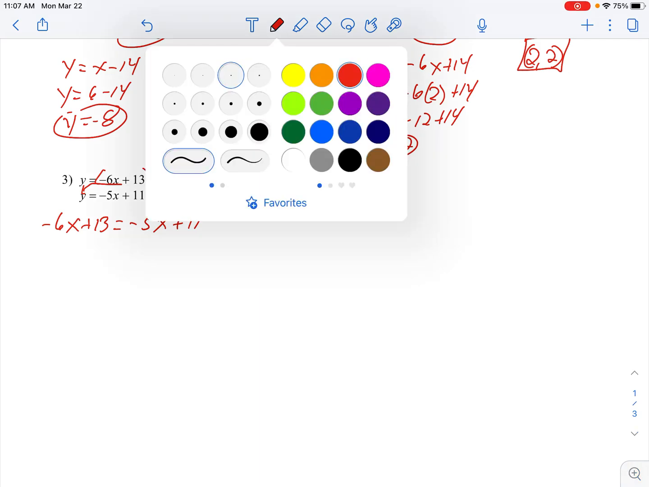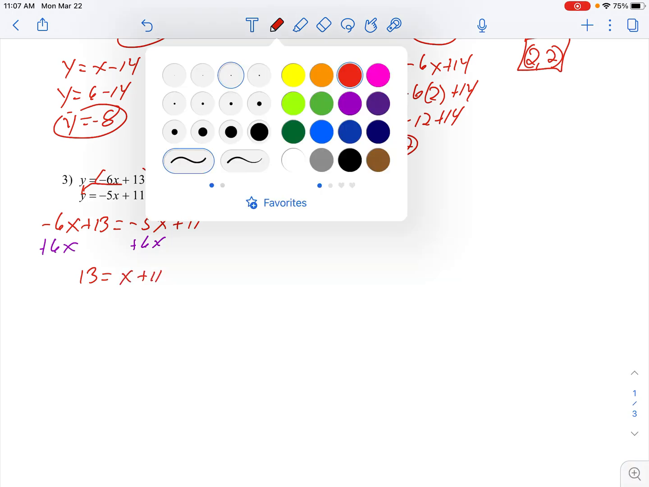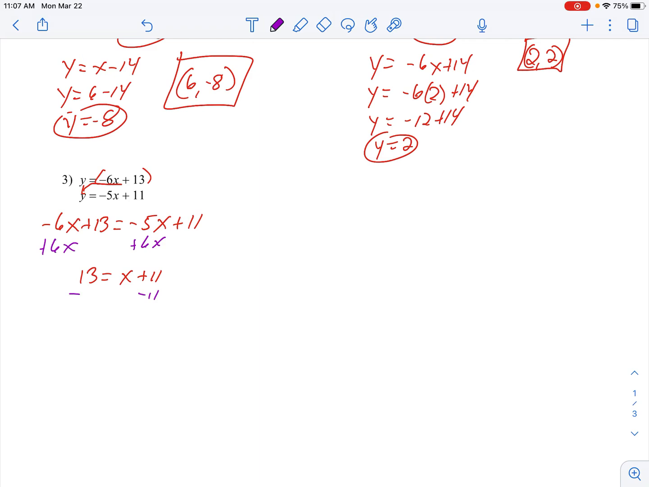Now I'm going to go ahead and get x on both sides. I'm going to add a 6x to both sides. And I get 13 on the left. And on the right-hand side, -5 plus 6 is going to give me a 1x. And then subtract 11. Nothing new here. This is what we've been solving equations on for the last couple of years.